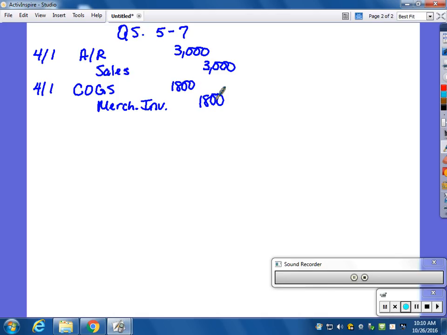So we sold the items, so we account for our revenue, which is sales. It's all the same. We put it on accounts receivable because we expect to receive this money in 30 days or less. And then we account for what it cost us, and it cost us $1,800. So we increase our cost of goods sold account by $1,800, and we decrease our inventory by $1,800 because that was sold. Okay.